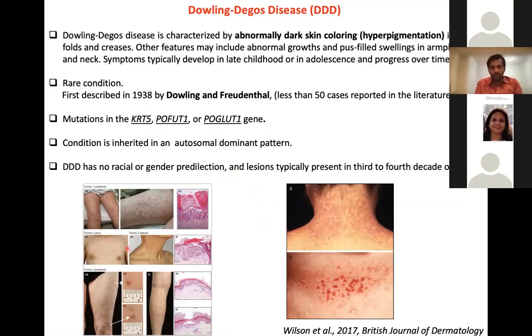So you can see images from the literature showing the hyperpigmentation of the skin. Here they have also defined the spot and measured it, and this is the histopathology they have shown.